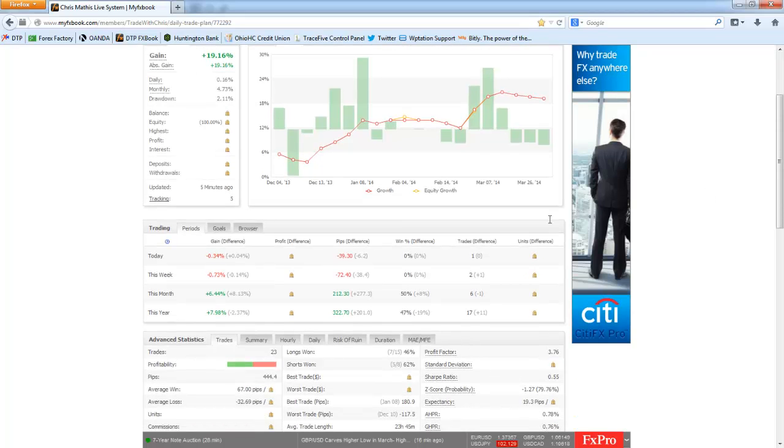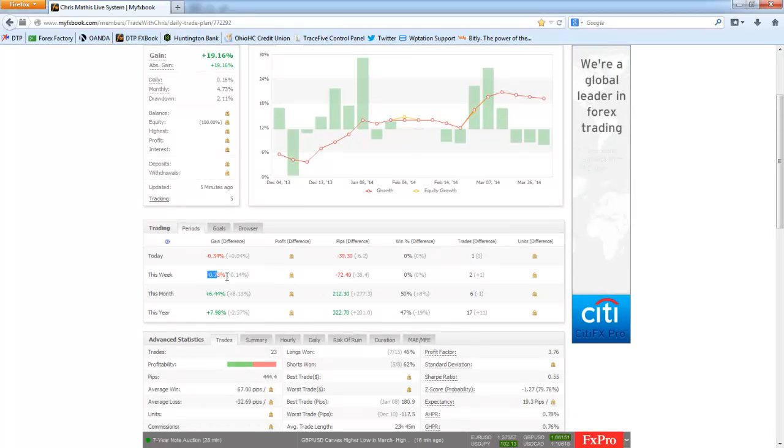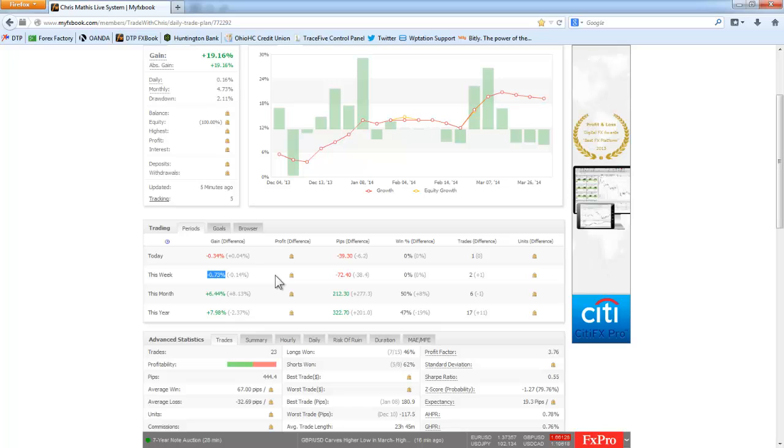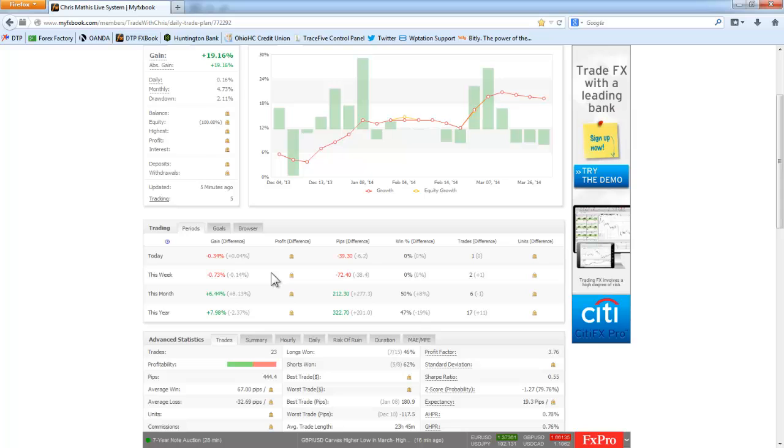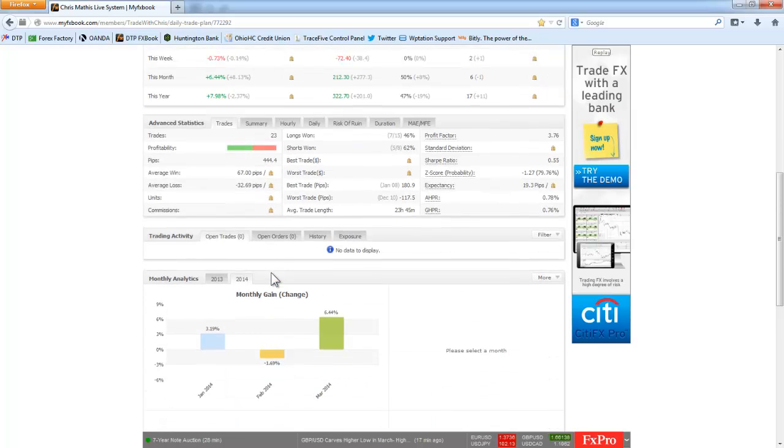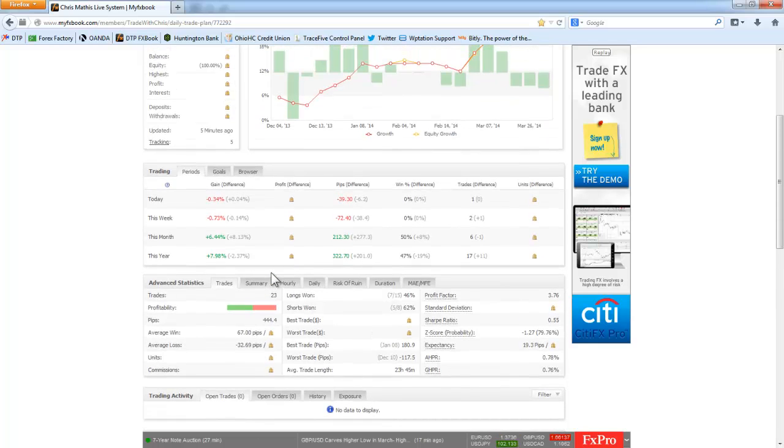Okay, but you see that number right there? That's the drawdown this week. Minus 0.73%. Not even 1% on 2 trading losses there. Not even 1%. Okay, and you can see for the month we're still up almost 6.5% for the month.